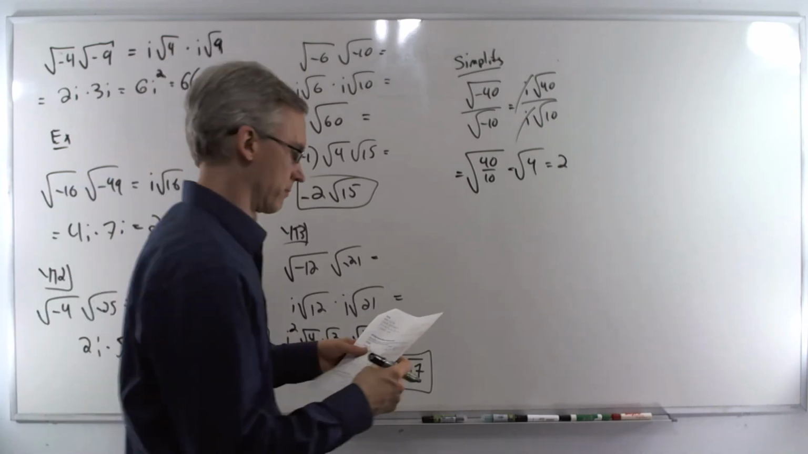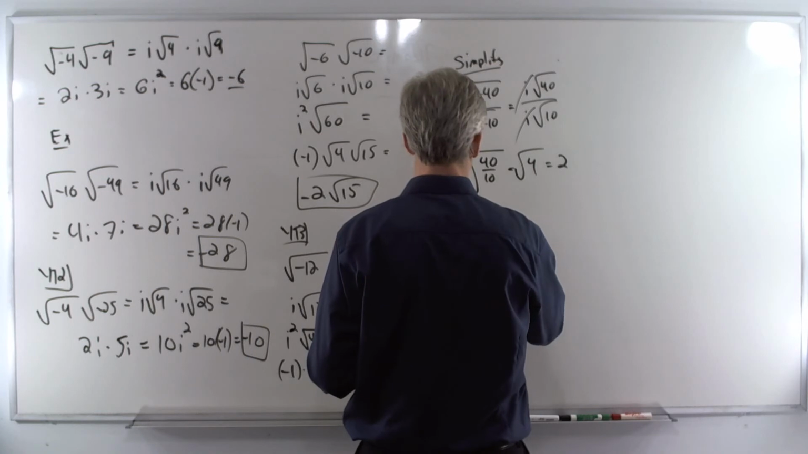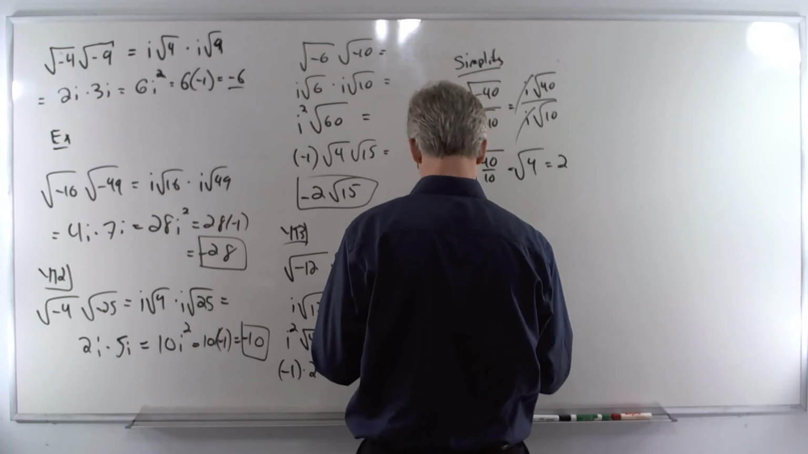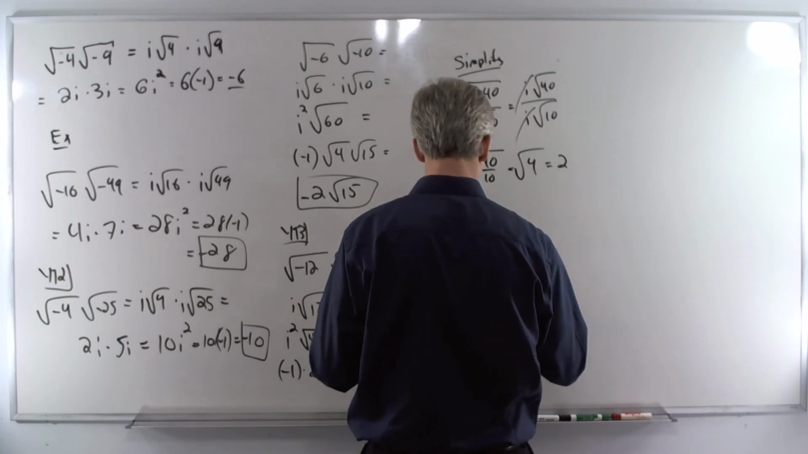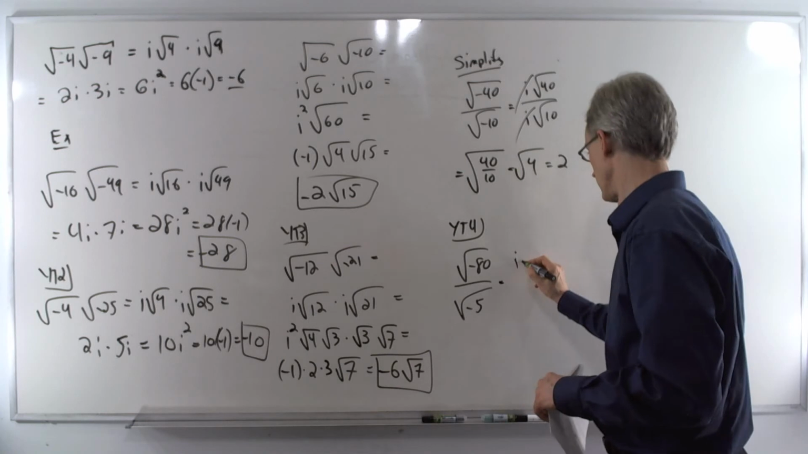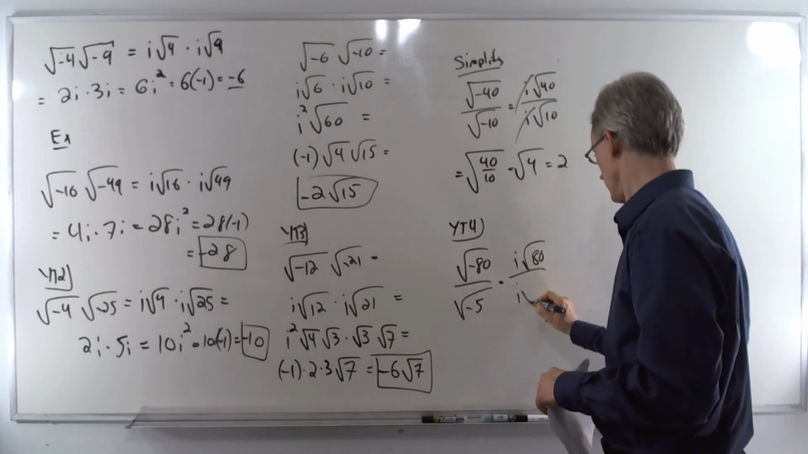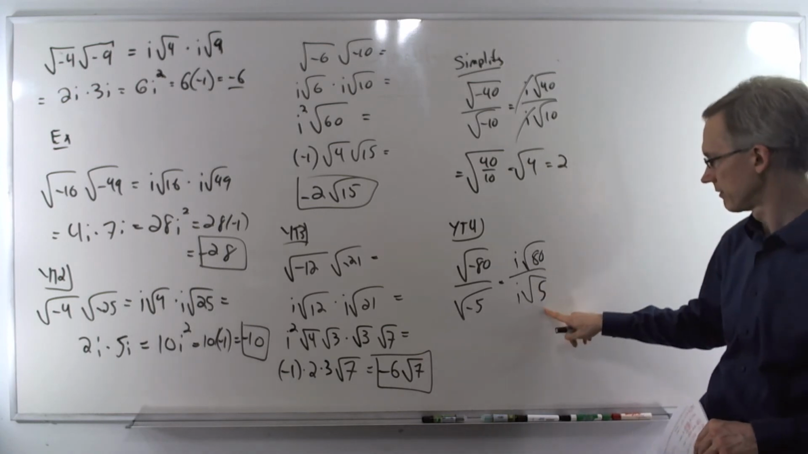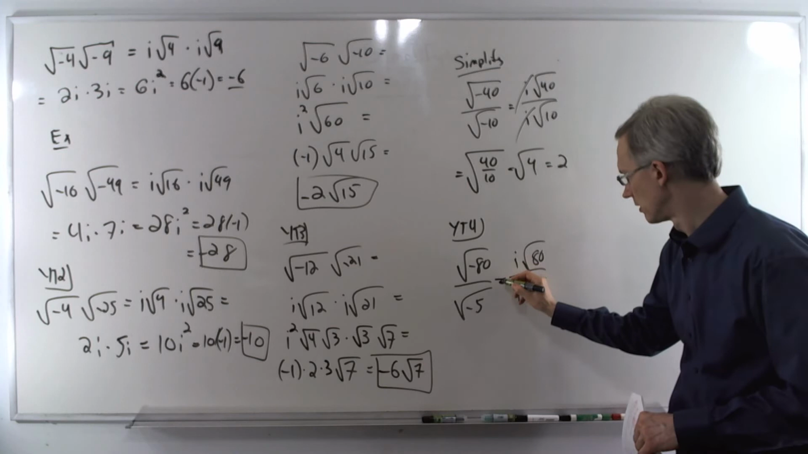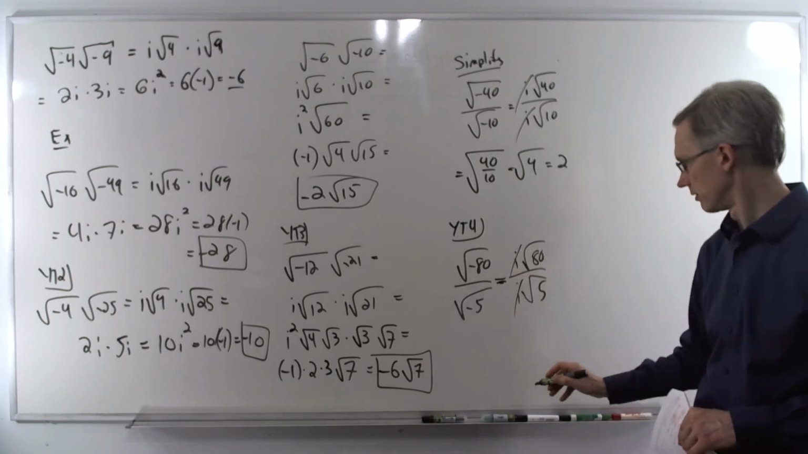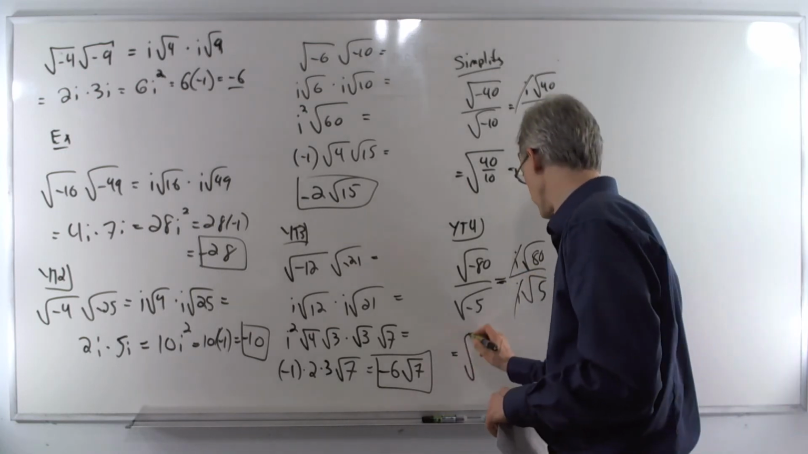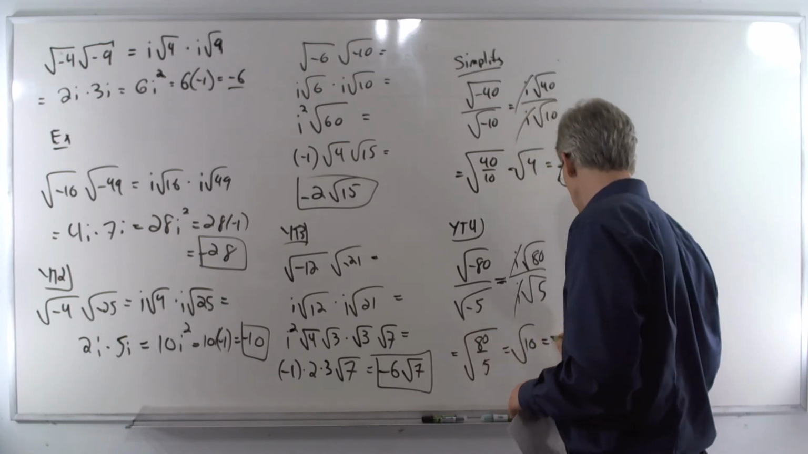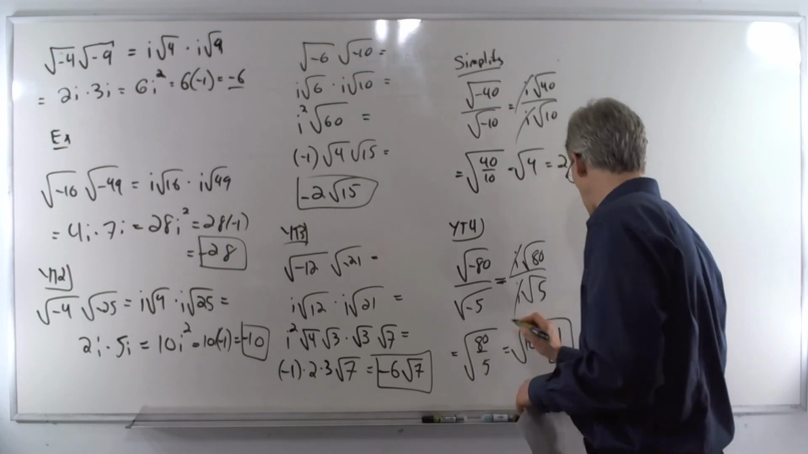Your turn, number 4. All right, so it gives us I times the square root of 80 over I times the square root of 5, using our property. Now the i's cancel, and we can use the quotient rule. So it gives us the square root of 80 divided by 5, which is the square root of 16, and that's 4.